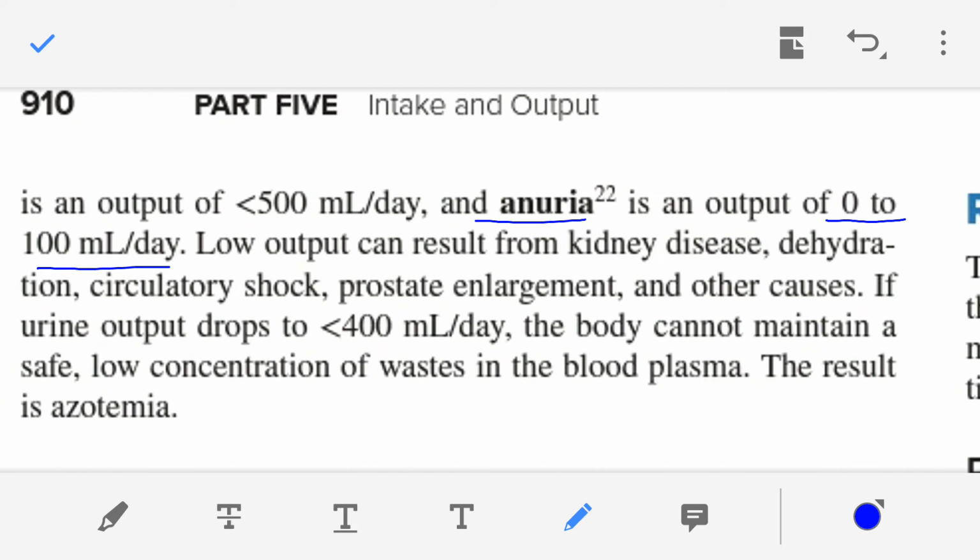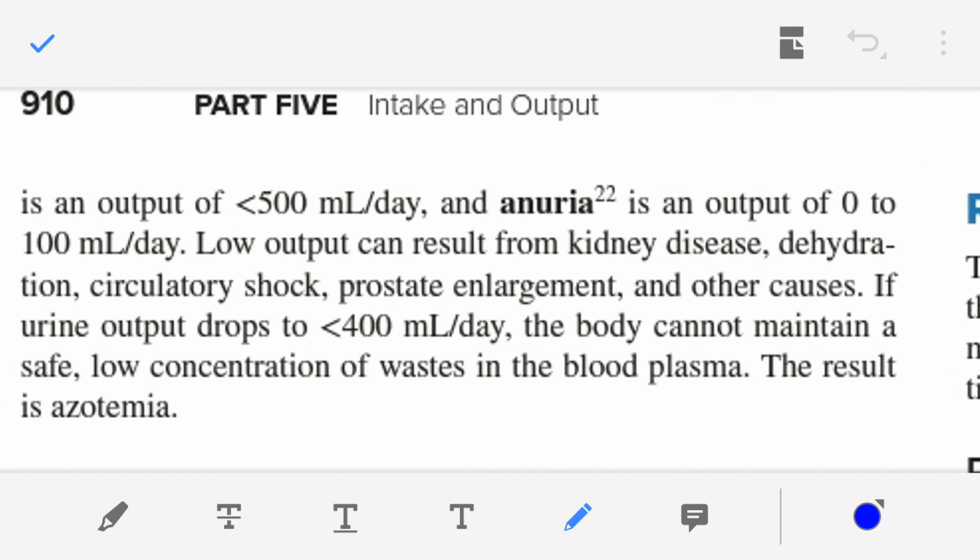Now the reasons for the low output of urine: one reason can be kidney defect. The kidney is impacted, the kidney is suffering from some disease. Another reason can be dehydration, that's why low urine is produced. Circulatory shock, the circulatory system is not working properly. And if in a person's body the prostate gland increases in size, enlargement of prostate, that can also be a reason for the low urine output.